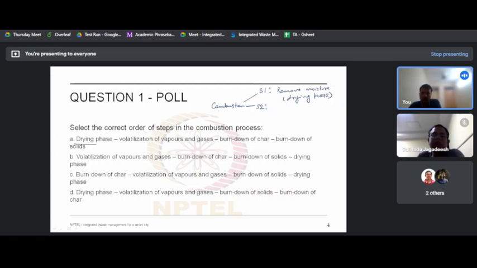Here we can see we have the drying phase here and we have the drying phase here. So A and D. We can remove B and C directly. So we are left with two options, A and D.